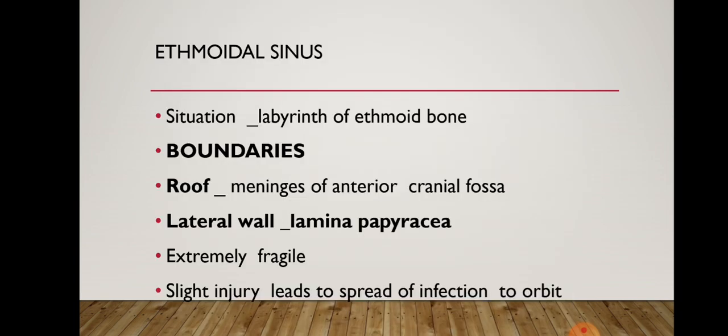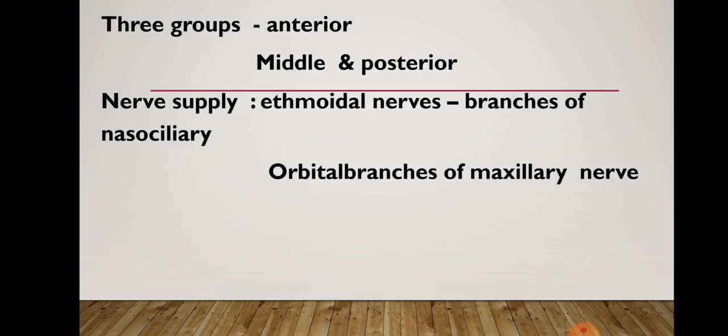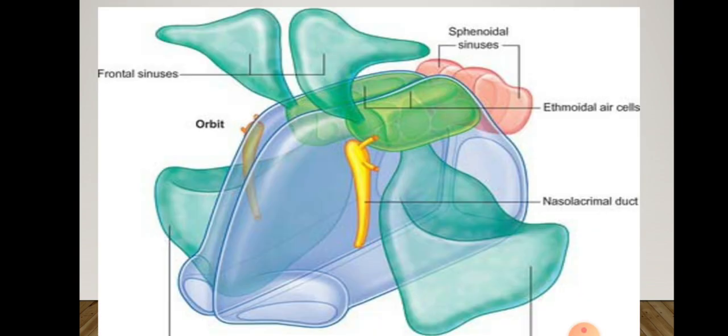So coming to the ethmoidal air sinus, it is situated in the labyrinth of the ethmoid bone. Its boundaries are the roof and the lateral wall. The roof is formed by the meninges, and the lateral wall is formed by the lamina papyracea, a thin paper-like bone. And you have 3 groups of ethmoidal cells: anterior, middle and posterior. They drain at different sites. The nerve supply is by the ethmoidal nerves, which are branches of the nasociliary, and the orbital branches of the maxillary nerve.